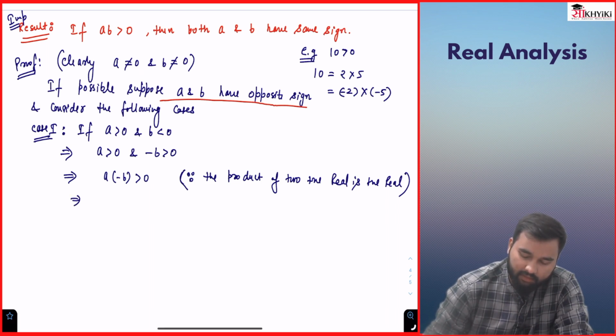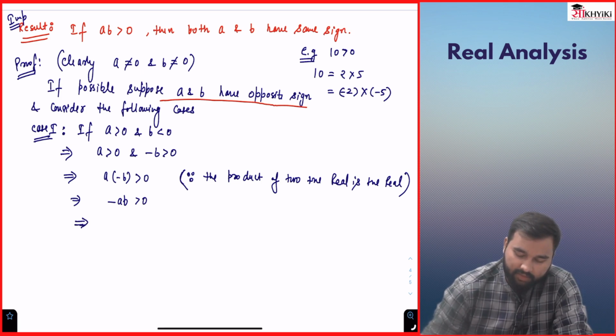Okay, then what we have, negative of AB is greater than 0. And from here, what we have? AB must be less than 0, after multiplying it with negative of 1. Minus 1, inequality becomes reversed. AB must be less than 0.